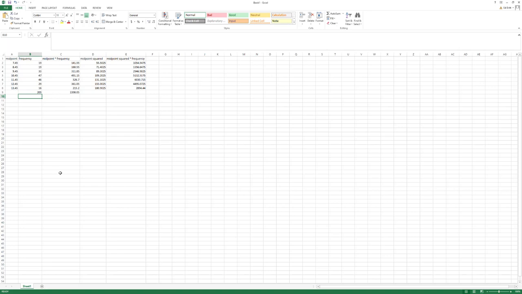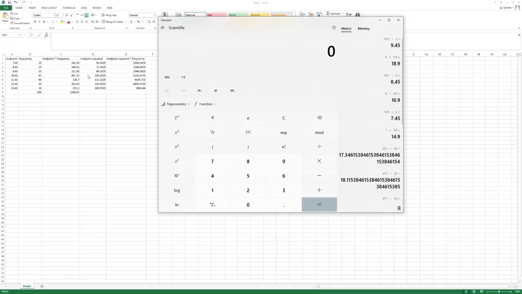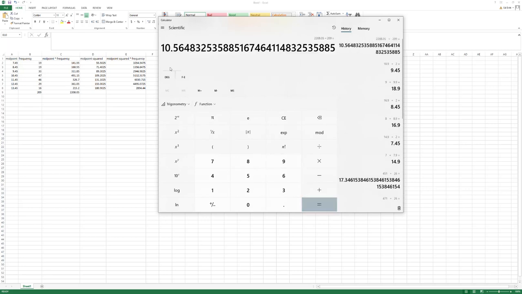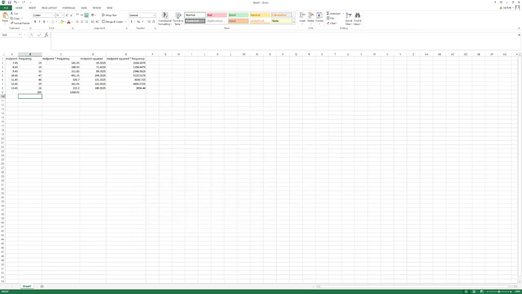Alright, so now to find the actual mean, I'm going to take my calculator, or you could just make another cell down here and divide. 2208.05 divided by 209. Alright, and the mean is usually rounded to around 2 places here, so that would be 10.56. That's going to be our answer.